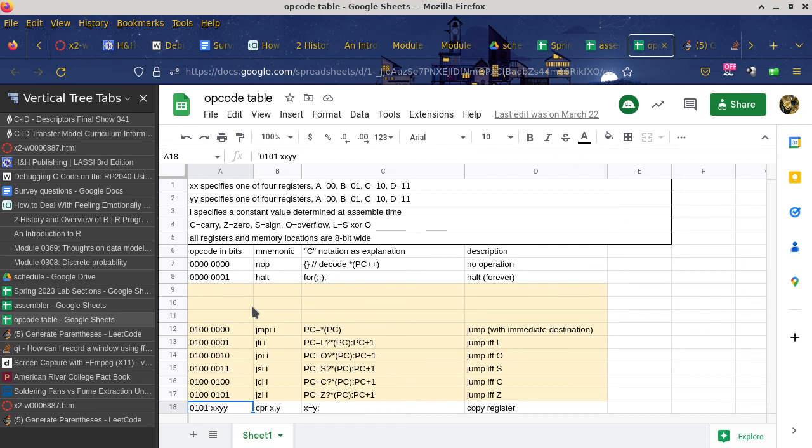Because 0101 has to be here. That part cannot be changed. It does not depend on the registers at all. And then the XX is trying to specify register B, so that means it is going to be 01. And then the YY is supposed to specify register D, so that means it's going to be 11 over here. So it is indeed, as you said, 0101, 0111. So that would be the answer to the last part. That's the opcode corresponding to the CPR B, comma D instruction.